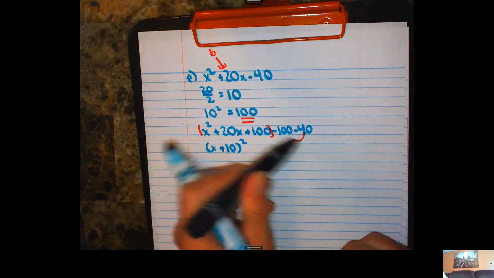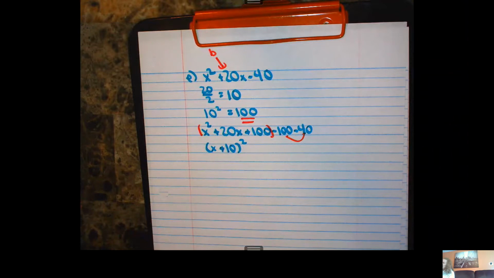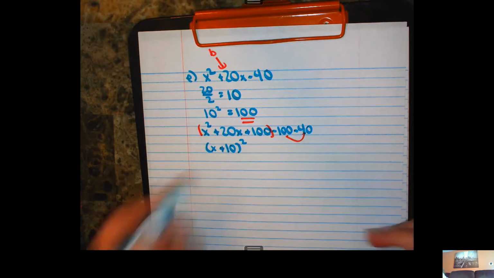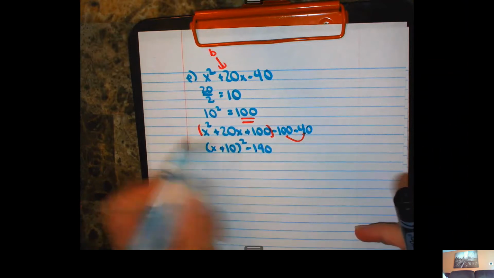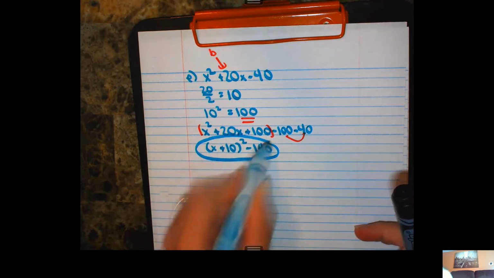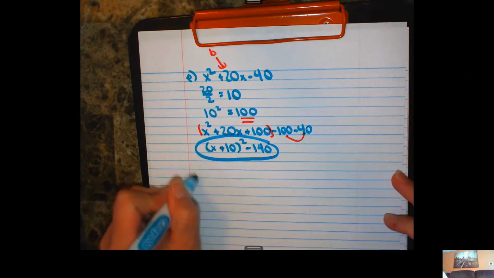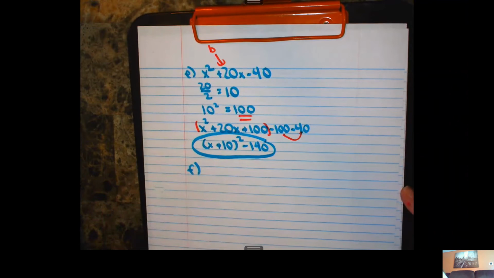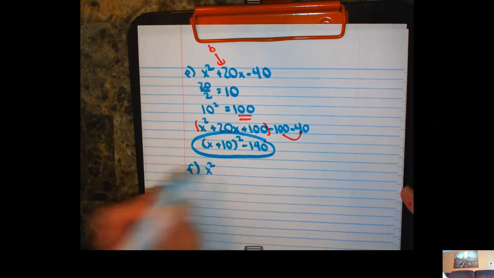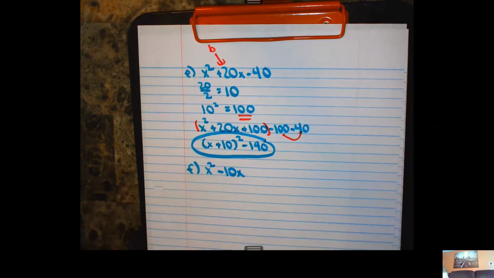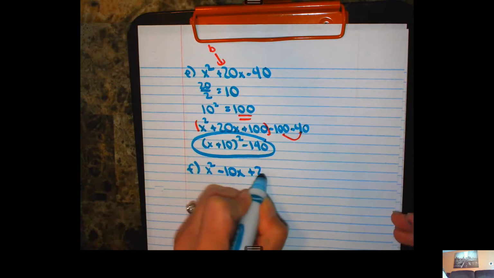Then we take this last set and we combine them. Negative 100 minus 40 is minus 140. So there is your vertex form by completing the square. One more, example F. And again, pause the video if you'd like to try it on your own. X squared minus 10x plus 27.